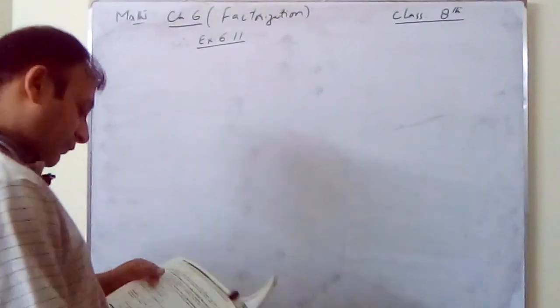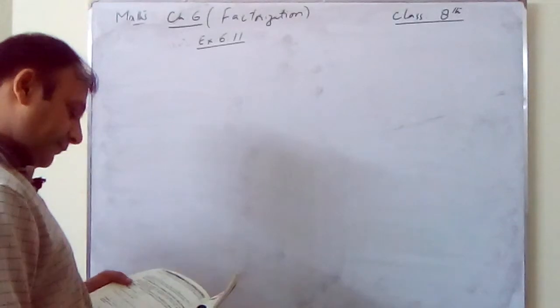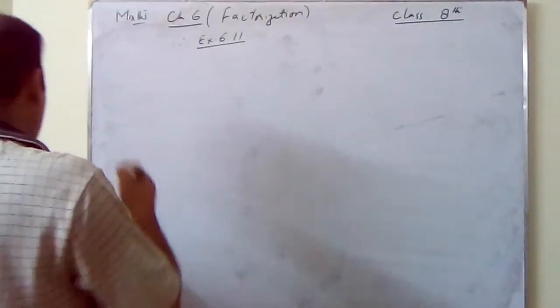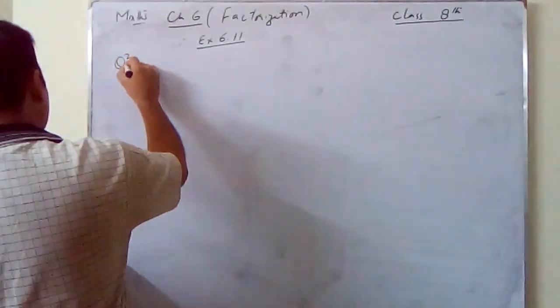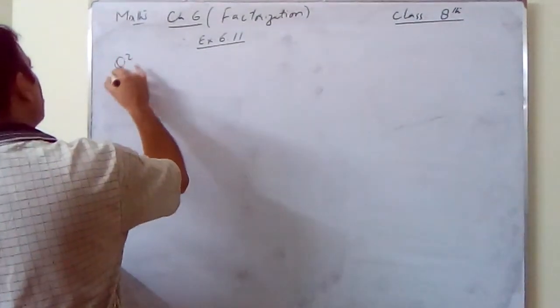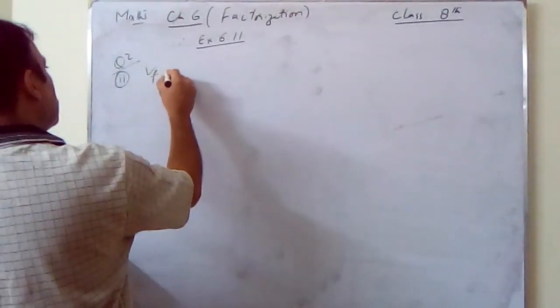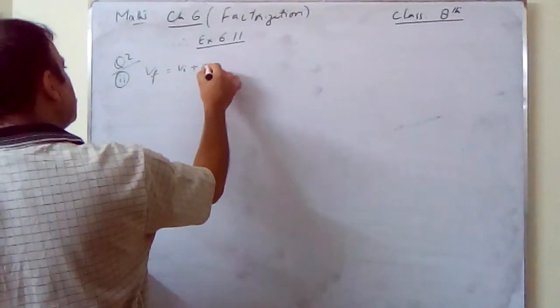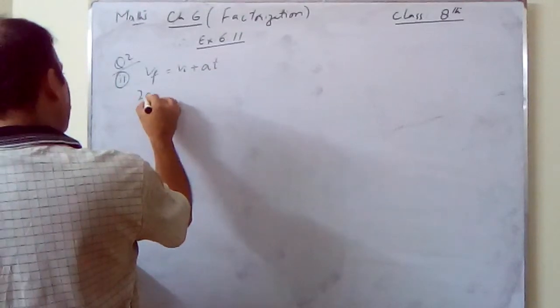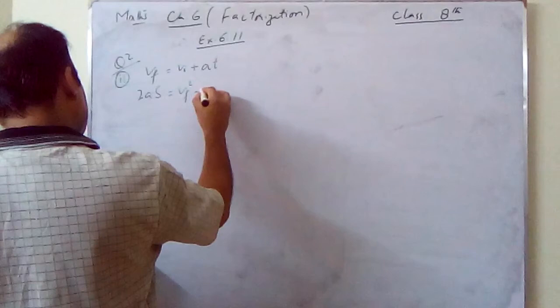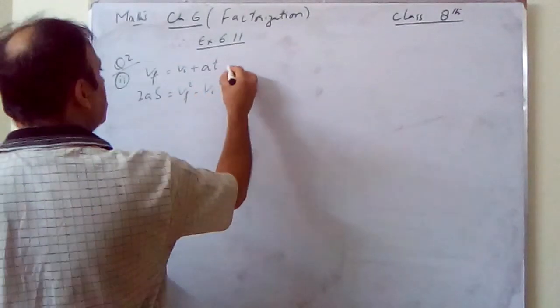I solve one more question from this third part. The third part is also like this. I solve the second part. Vf is equal to Vi plus At, and 2As is equal to Vf square minus Vi square.